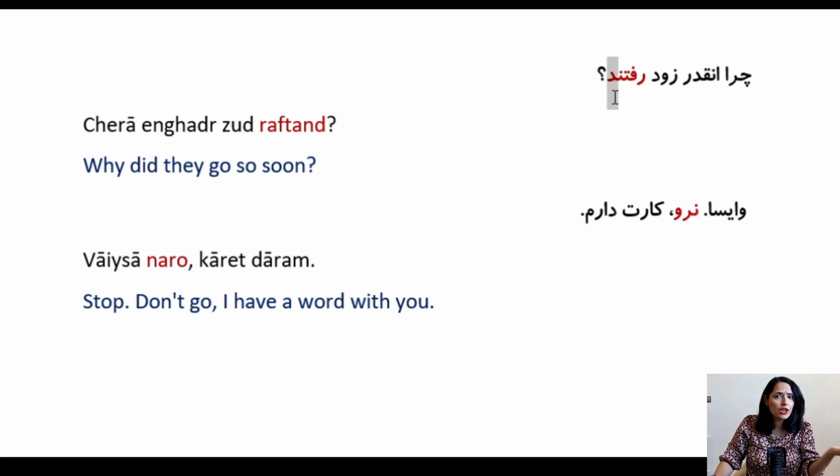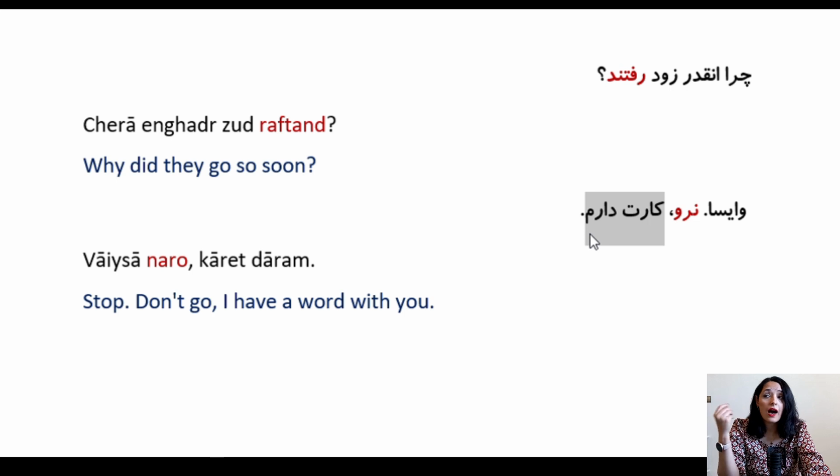وایسا نرو کارت دارم. کارت دارم is a very common sentence in spoken Persian and literally it means I have a work with you, but it doesn't make sense in English. So it means that I have a word with you. I want to tell you something.